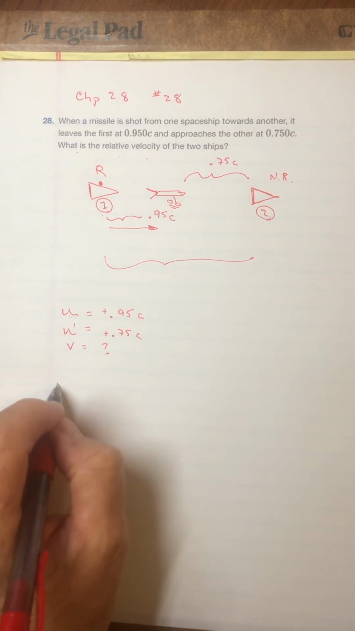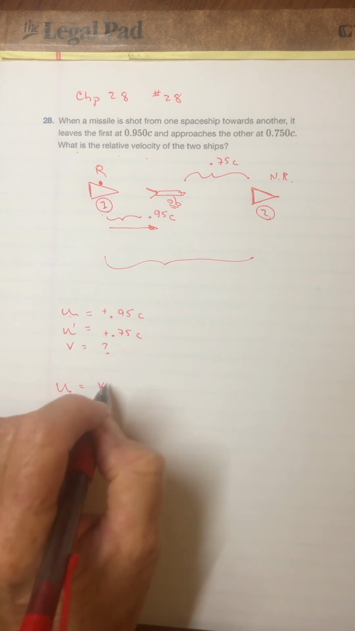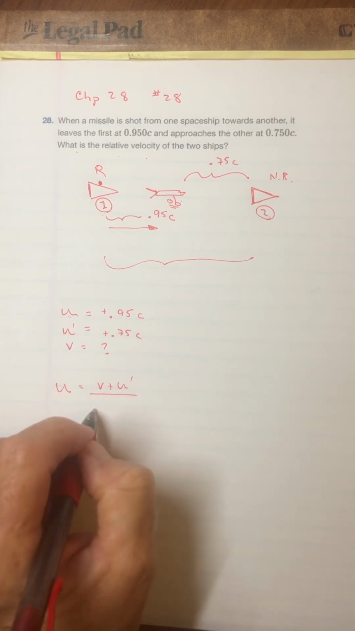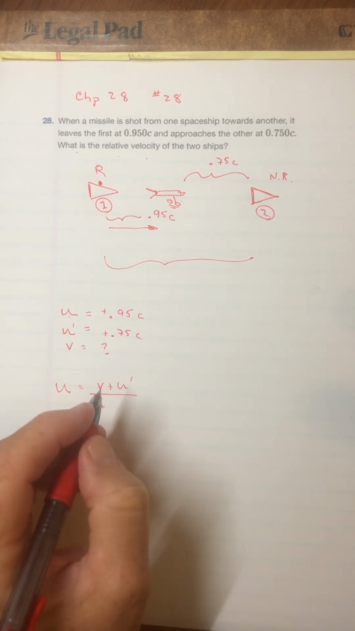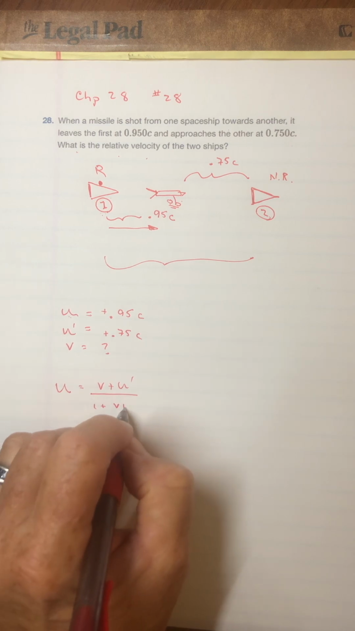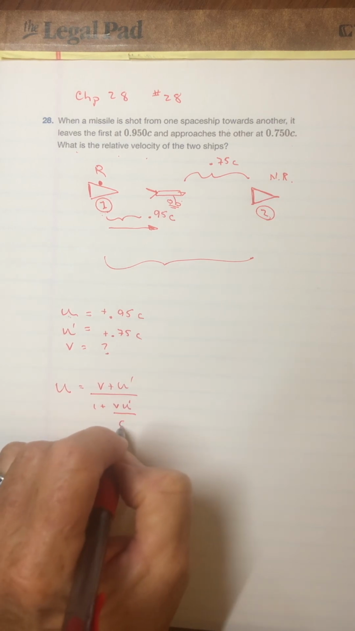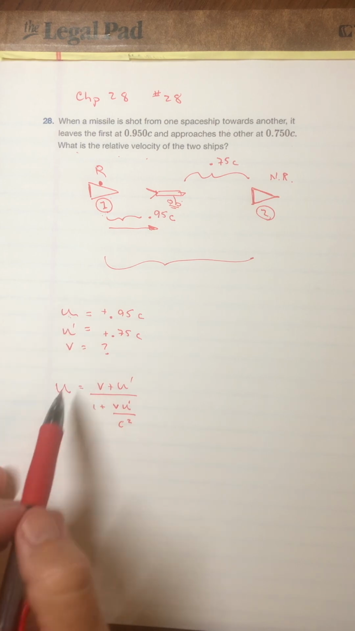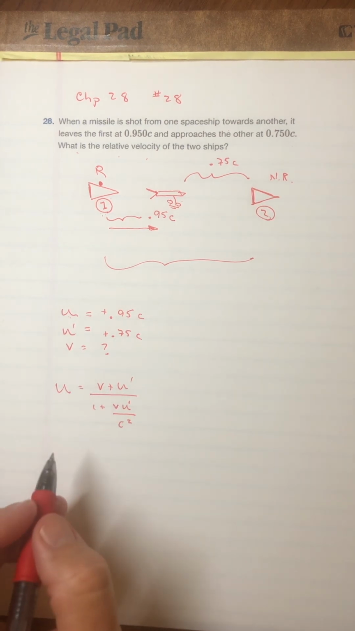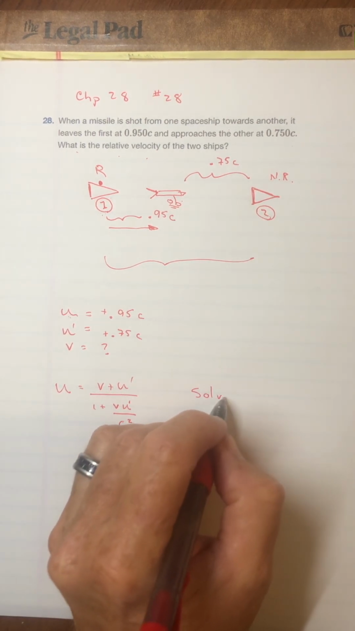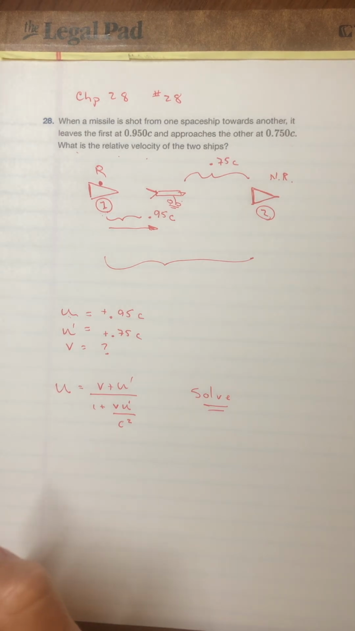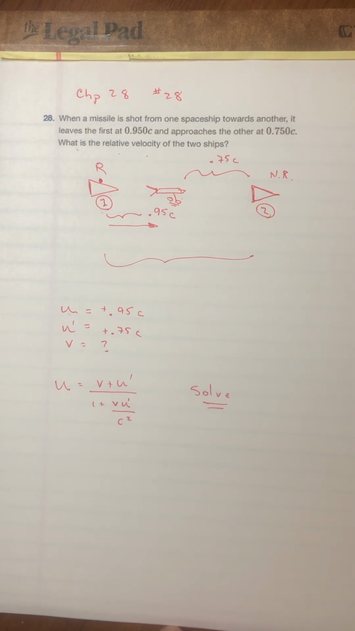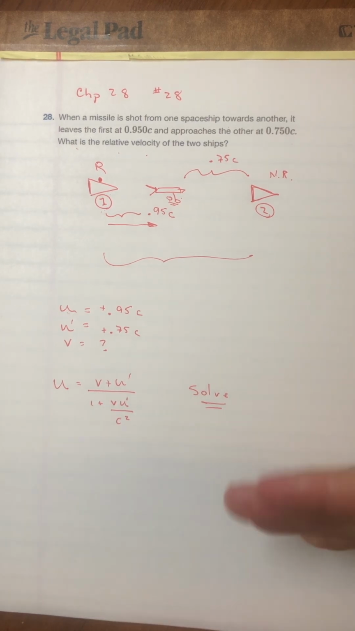So if we use the equation U equals V plus U prime over 1 plus V U prime over C squared, we can put in the two we know, the U and the U prime, and solve for the V. That would work fine. It would just take quite a bit of algebra, and nothing wrong with that. In fact, maybe I'll do that at the end.